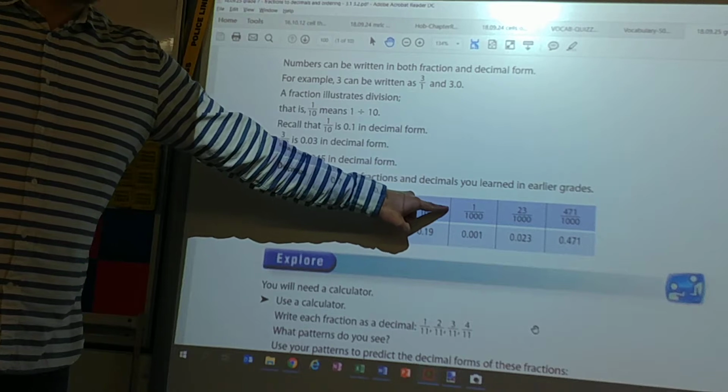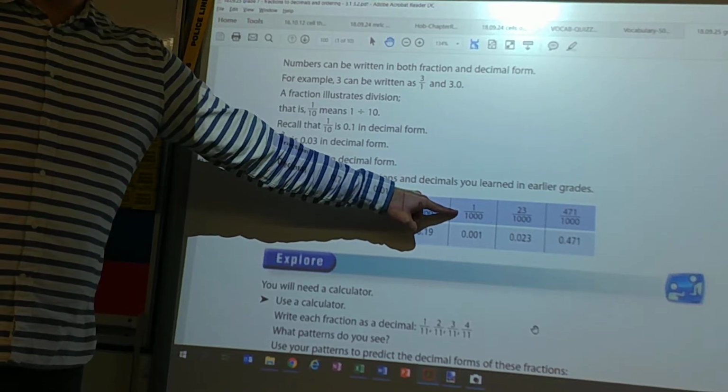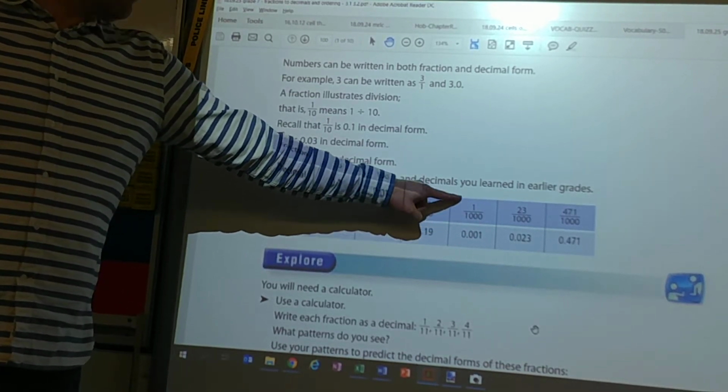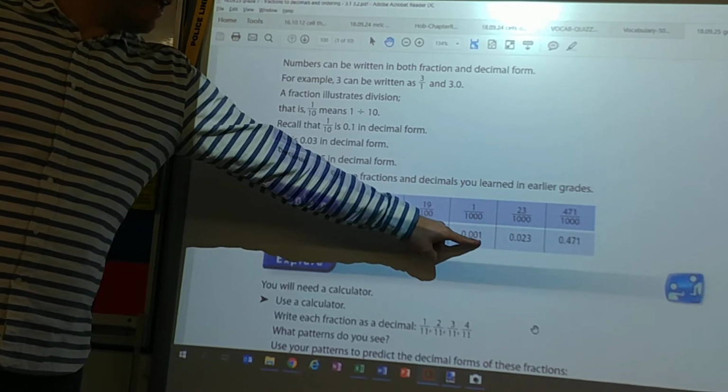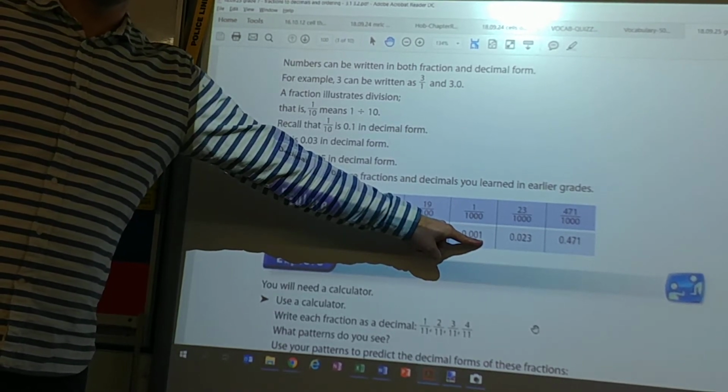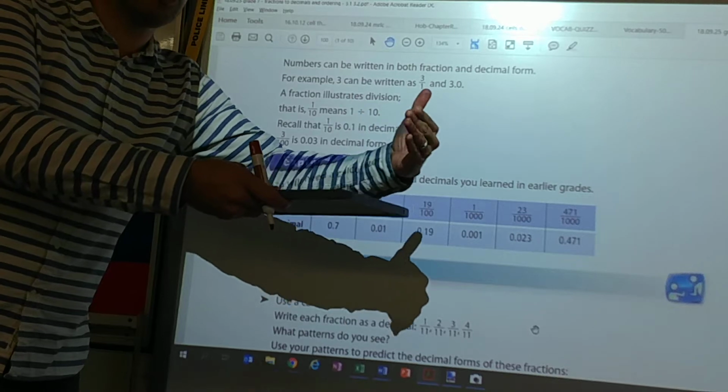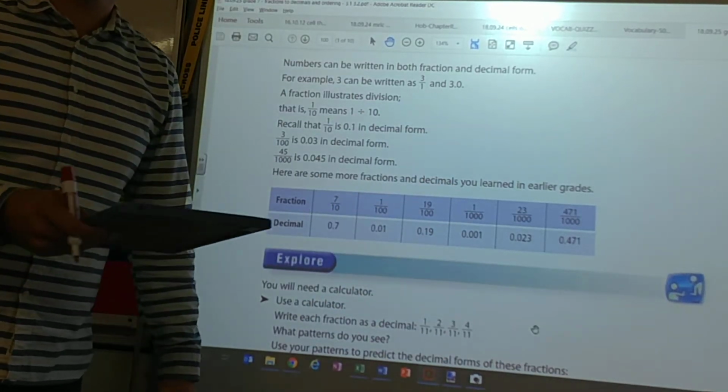So do you see how this is kind of like a division question? 1 over 1,000 is like 1 divided into 1,000. That's like if I took 1 and I went into 1,000 equal pieces.